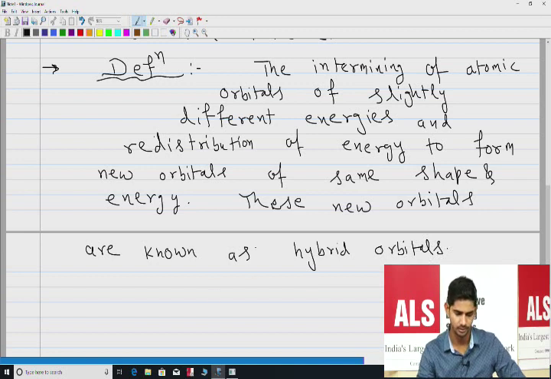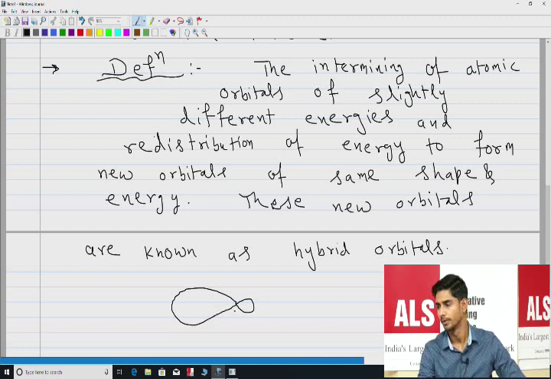Hybrid orbitals actually look like this: a bigger lobe and a smaller lobe. This is how the hybrid orbitals will look.